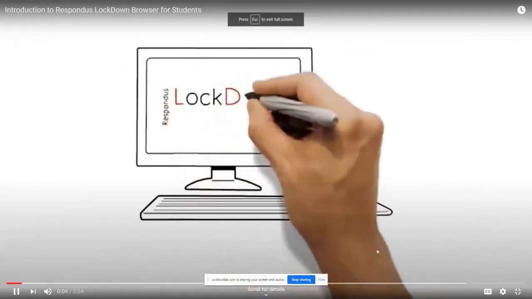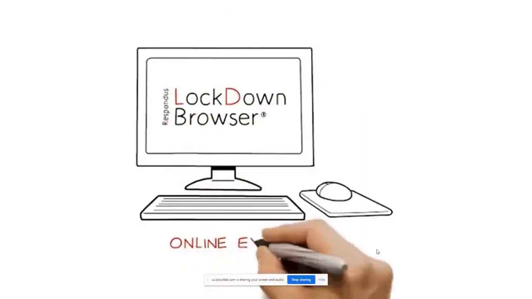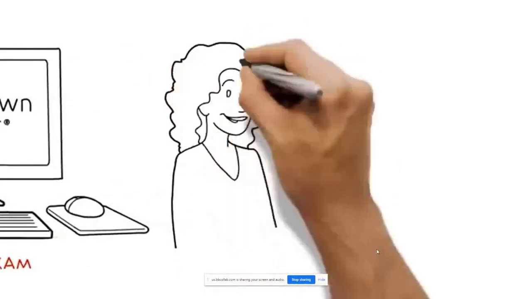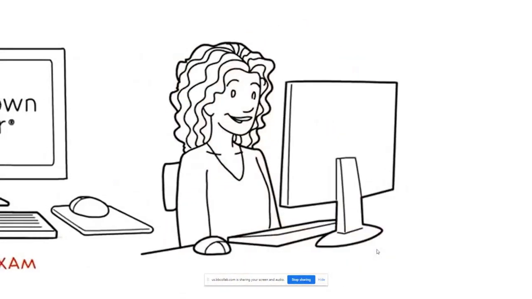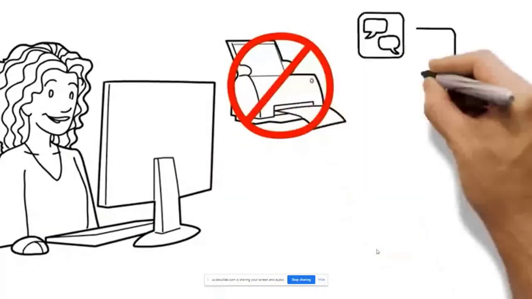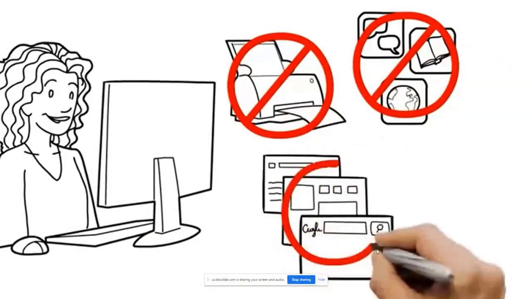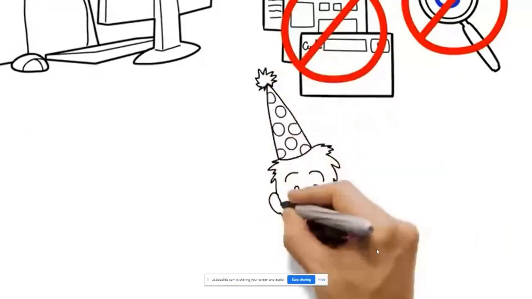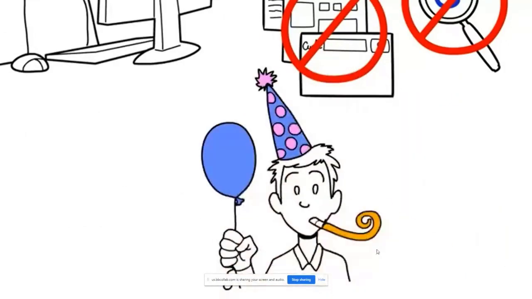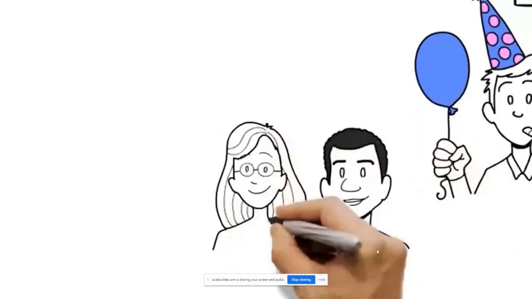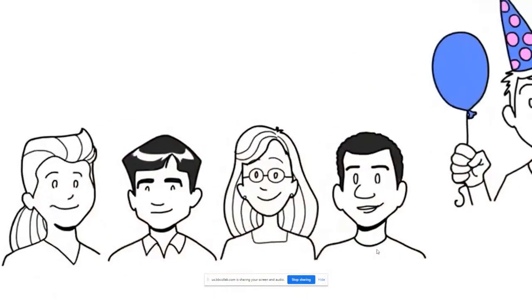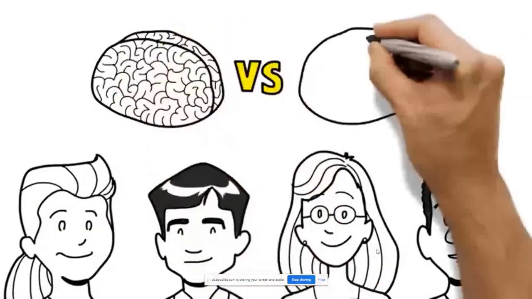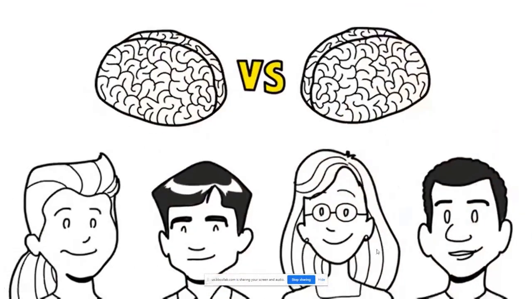If you're watching this, you're probably required to use Respondus Lockdown Browser for an online exam. Lockdown Browser is a different kind of browser. While taking an exam, you can't print, use other applications, visit other websites, you can't even search the internet for answers. I know, it takes all the fun out of online tests. But here's the good thing. Your classmates can't do those things either. So it's just your brain against their brain.